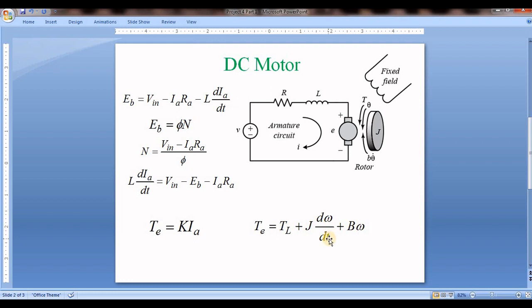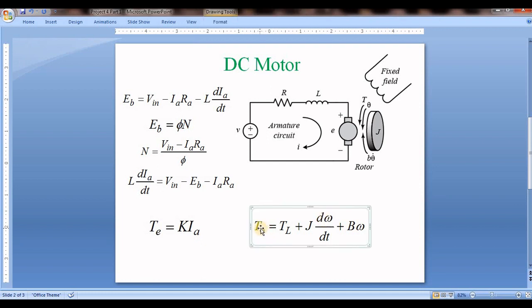This is J d omega by dt, and this is the friction. B is the friction coefficient, B omega. But generally in steady state, d omega by dt is 0. But in transient state it will be there. So from this equation I can get omega.